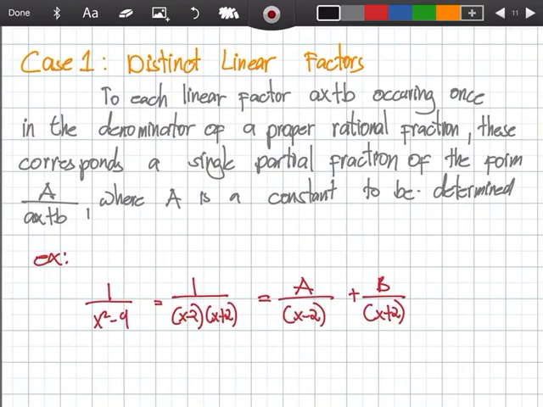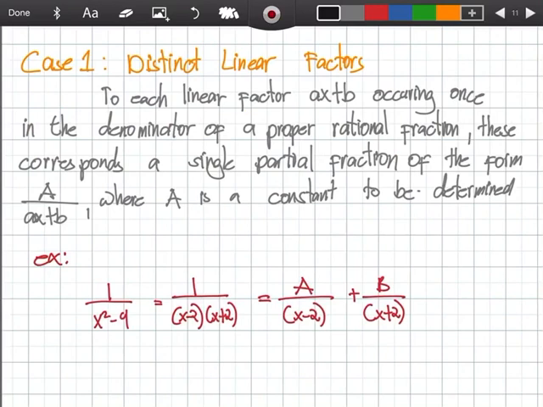So we have case 1, called distinct linear factors. To each linear factor ax plus b occurring once, distinct linear, it is occurring once because it is distinct, in the denominator of a proper rational fraction, this corresponds to a single partial fraction of the form A over ax plus b, where A is a constant to be determined.